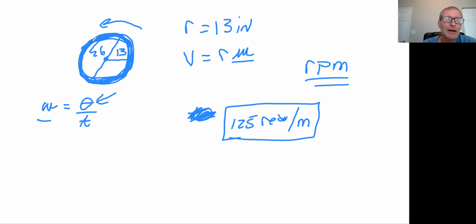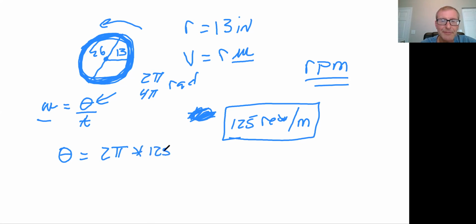Well, if you go around one time, that's 2 pi. If you go around two times, that would be 4 pi. And again, we're talking about it in radians. If we're talking about degrees, it would be 360, 720, et cetera, et cetera. So the angle theta is going to be 2 pi, and then how many times it goes around? And it goes around 125 times.